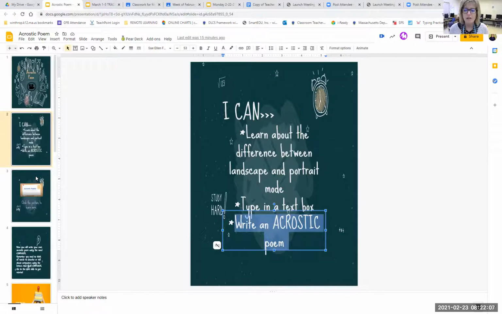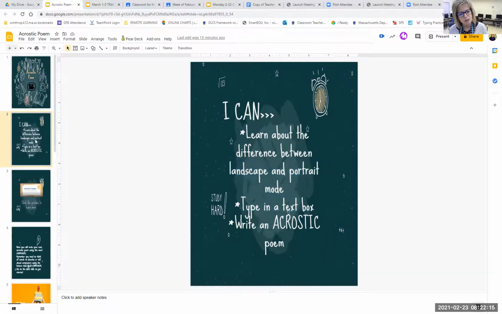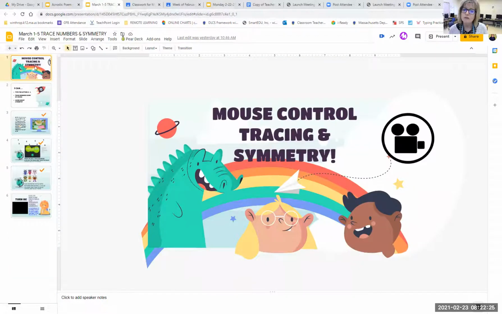So let's take a look at the first star. Learn about the difference between landscape and portrait mode. I want you to take a second to look at these slides. Do they look different to you? I'm going to show you my kindergarten lesson this week. This is what their slides look like. Look at the shape. Look at the position of the slide.